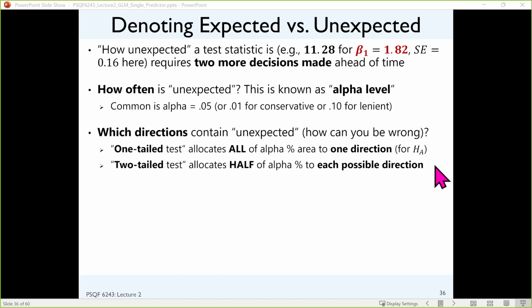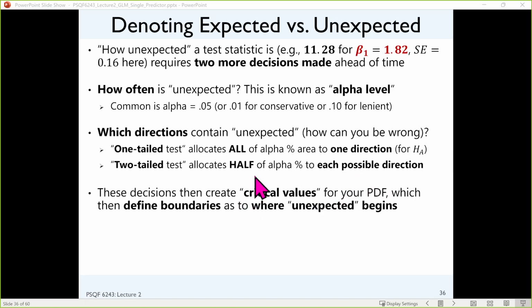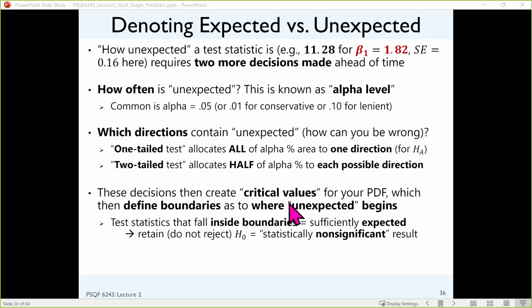So then the tails issue has to do with how you allocate that area. You can allocate the area equally to both sides. That's a two-tailed test. Or you can pool it all on one side and ignore the other side. And so these definitions then set up where those goalposts are on your distribution as to where unexpected starts. And, oh, I guess it didn't take 36 slides. It only took a couple.